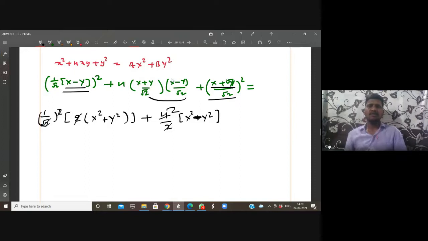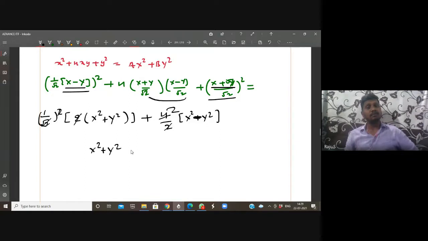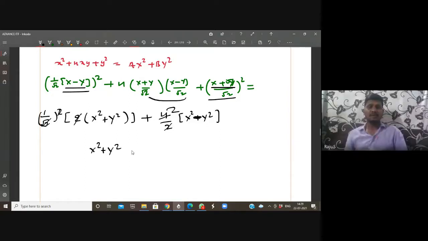Yes, after simplifying, comparing on both sides. Students, you only tell me what is the answer fastly. B equal to 0 and A equal to 3, sir. B is equal to 0 and A equal to 3, sir. A is equal to 3, right?